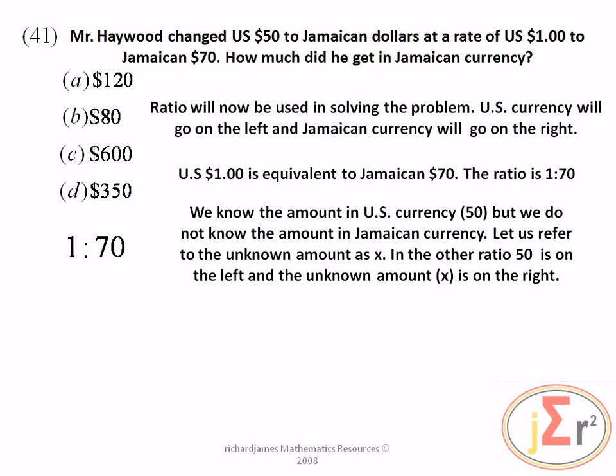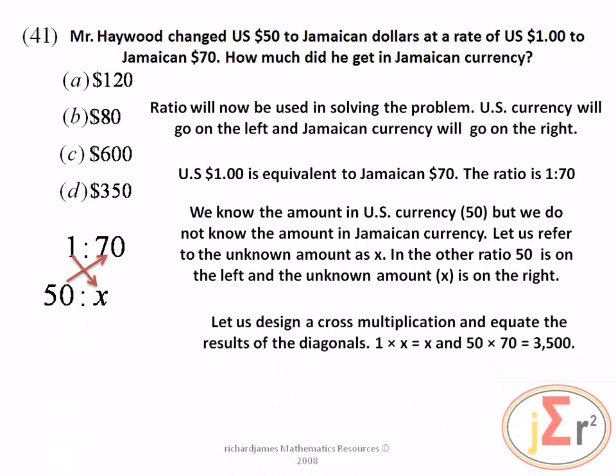Why is this so? Because we are trying to always put the value that represents the US, or the amount in US dollars, on the left hand side of the ratio, and the amount that represents the Jamaican on the right hand side. But in this case, we know that we are converting $50 US, but we do not know the amount in the Jamaican currency, and we have the ratio in the same order: US first, Jamaican next.